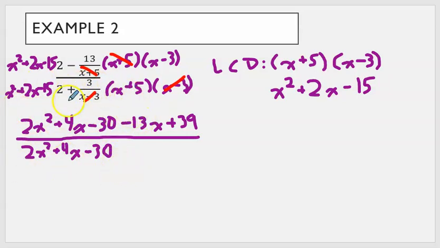Now I need to focus on the bottom right part of the fraction. So the x minus 3 is canceled, but I still have a positive 3 times x and positive 3 times 5. Again, we must distribute because of the parentheses being used here. So positive 3 times x and positive 3 times 5.